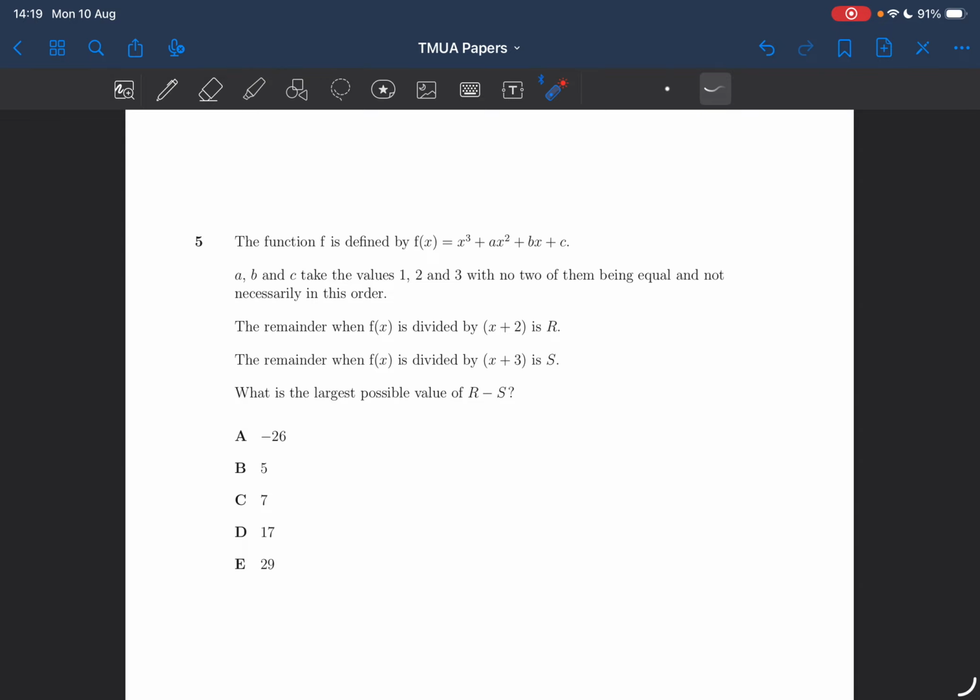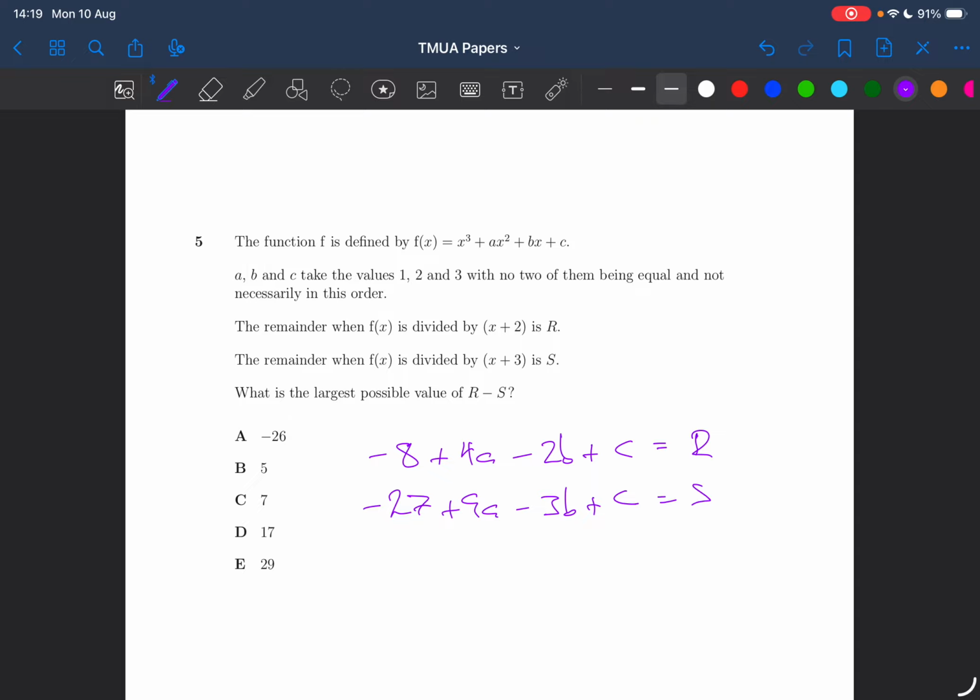So doing this, we can say a few things, like when we plug in the value for A, B, and C, they take the values of these. Okay, when we plug in minus 2, what are we going to get? We'll get minus 8. We will then get plus 4a minus 2b plus c, and that should equal r. And then very similarly, we're going to have minus 27, plus 9 lots of a, minus 3 lots of b, plus c, should give us s. We want r minus s, yeah?